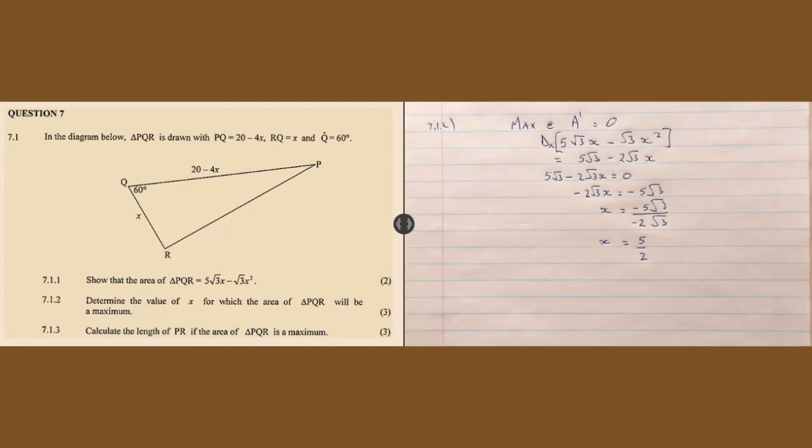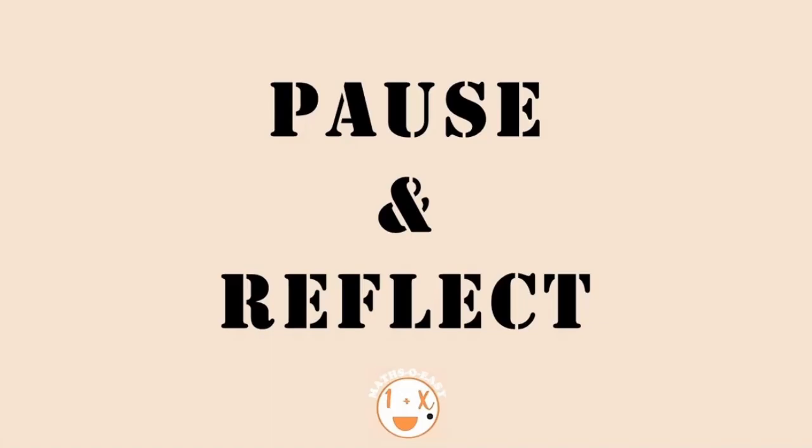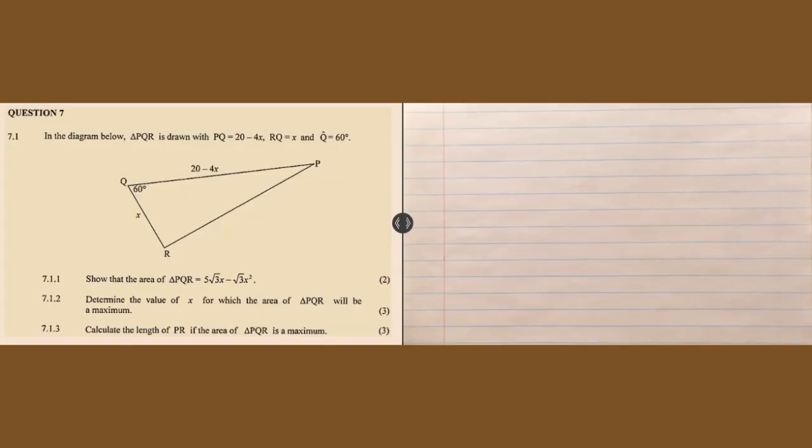Right, let's get ready for 7.1.3. Remember, let's go for 7.1.3. This is now pure maths, not fusion maths. Let's look at what they want now. So here they say calculate the length of PR if the area of PQR is a maximum, and it's 3 marks. If you didn't get this one.